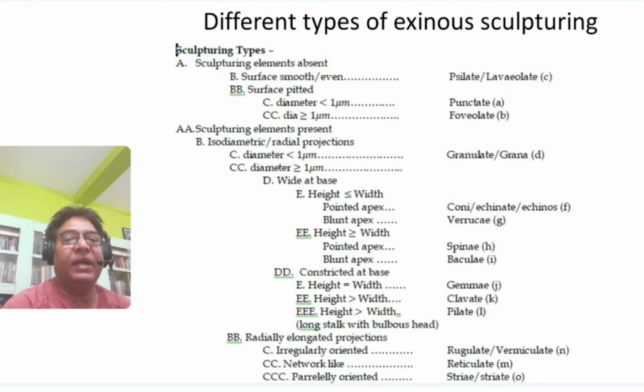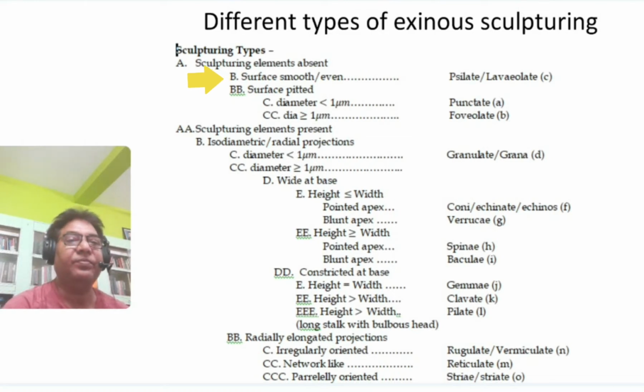So he divided first into two categories. The first category, that is A, is sculpturing elements absent, and the contrasting character, that is double A, is sculpturing elements present. So against sculpturing elements absent, there were two categories again, B and BB. B is surface smooth or even. There is no sculpture, neither any depression nor any projection. So this smooth structure is called psilate.